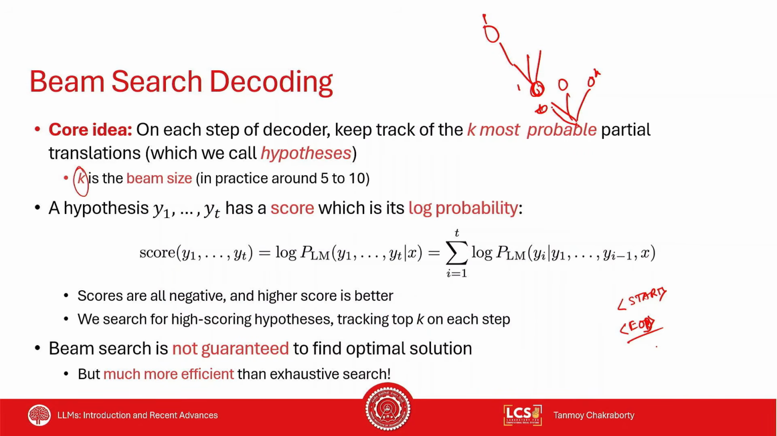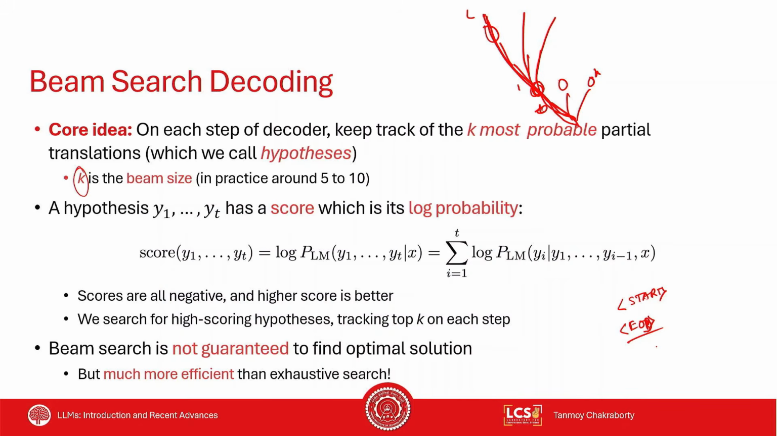So each of these branches, let's say this branch will lead to end of token. This branch will also lead to end of token. This branch will also lead to end of token. So there are multiple branches, and each of these branches is called a hypothesis. Why hypothesis? Because we do not know which of these branches is correct. Therefore this is called a hypothesis.